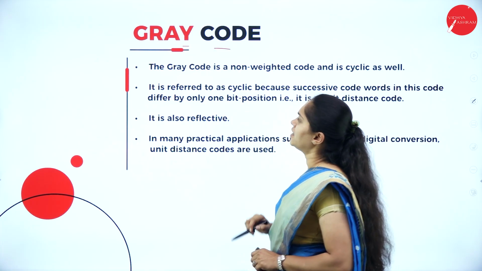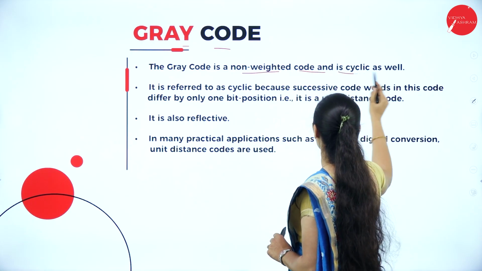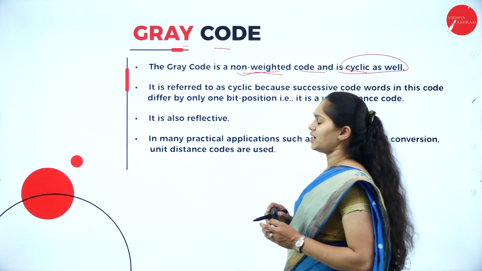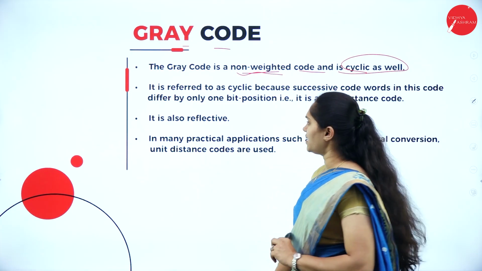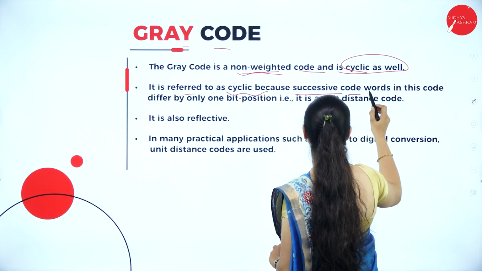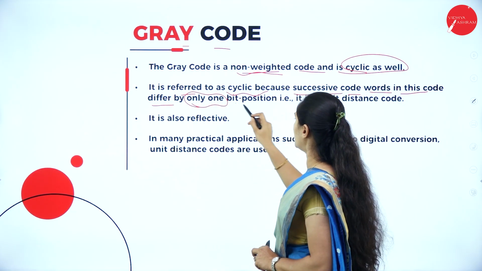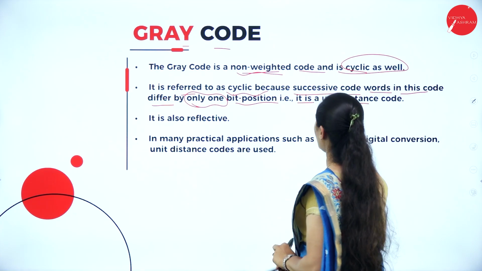That's all regarding Gray code. This comes under non-weighted codes, and it is cyclic as well. Non-weighted in the sense that it does not have any position specifying its weightage. It is referred to as cyclic because successive code words in this code differ by only 1 bit position, so we consider this a unit distance code.